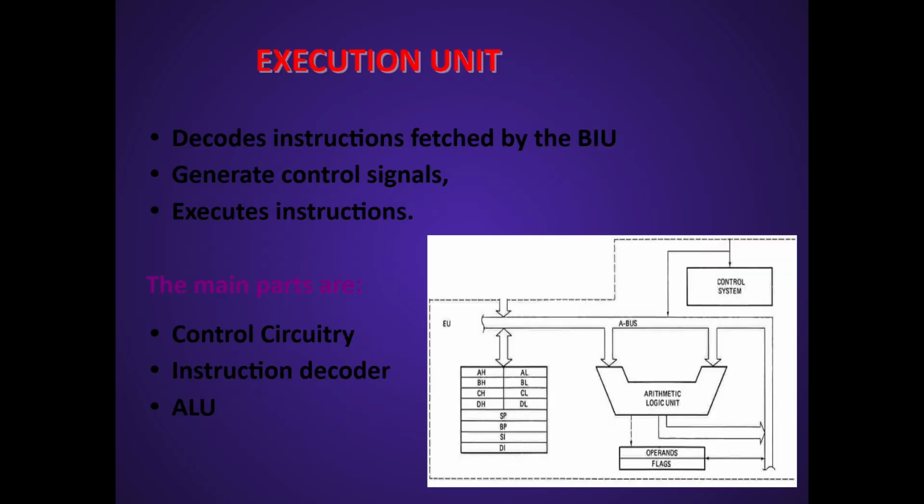First, we will go with the execution unit. The execution unit executes the instructions which are fetched by BIU. It also generates control signals, which are over here in the register organization, and then it executes the instruction. The main parts are the control system over here, the instruction decoder, the register organization, and the ALU, which is the arithmetic logic unit, which includes all operations on operands.